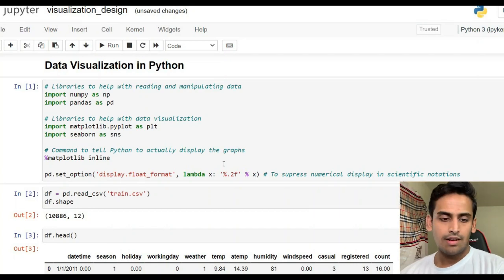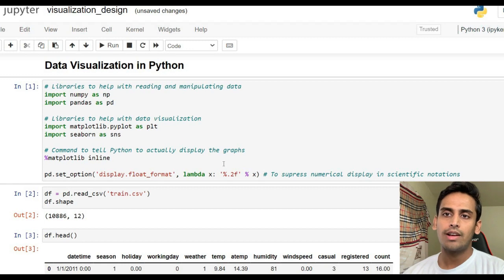Hello everyone. So in this video, we will learn how to do visualization in Python, or how to do data visualization in Python. As we know, visualization is very important when it comes to data analytics, because visualization really helps in unlocking some of the very important insights which can bring a lot of business value.